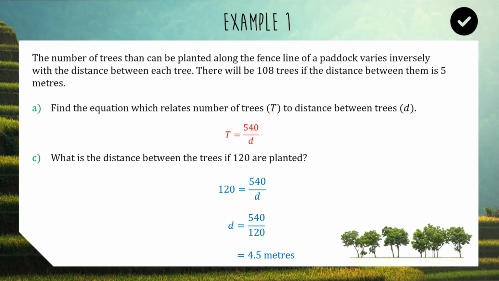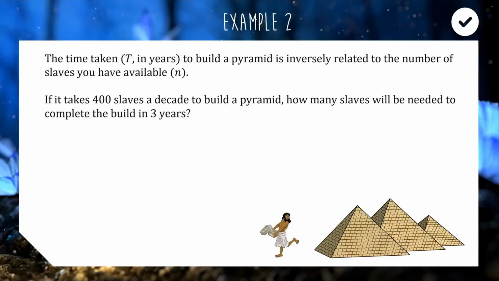All right, beautiful. Let's look at another one to get a bit more confident with this concept, because like I said, it's a really challenging concept. Okay, for this one, we have the time taken, which is going to be represented by capital T, which is number of years. Time taken to build a pyramid is inversely related to the number of slaves you have available, which we're going to represent by N. Okay, we know that if we have 400 slaves, it takes a decade to build a pyramid. How many slaves will be needed to complete the build in 3 years?